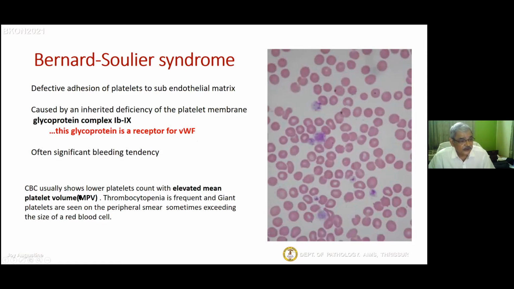Now, in this condition, usually the platelet count is low with an elevated mean platelet volume, which simply means that though the platelet count is low, you may find a large number of giant platelets or very large platelets. And this is a condition which can produce significant bleeding.